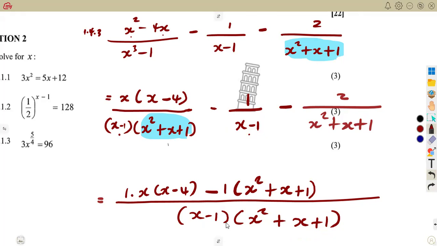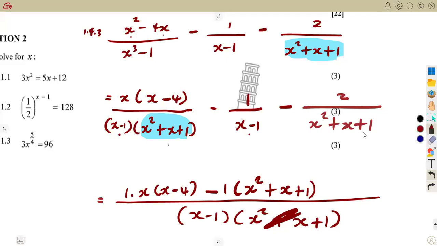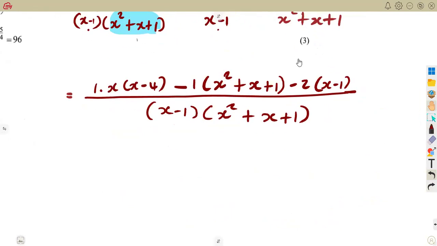The same part here, you divide your LCM by this denominator. The x squared plus x plus 1 and this one cancel, meaning you remain with x minus 1. This one and this one cancel because it's the same. So it was going to be minus 2 in the numerator, into what is remaining, because these two canceled. You remain with x minus 1, just like that. From there, expand brackets and simplify.